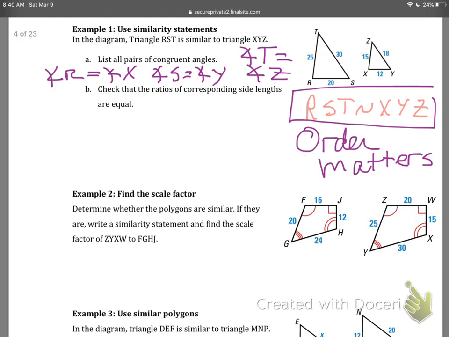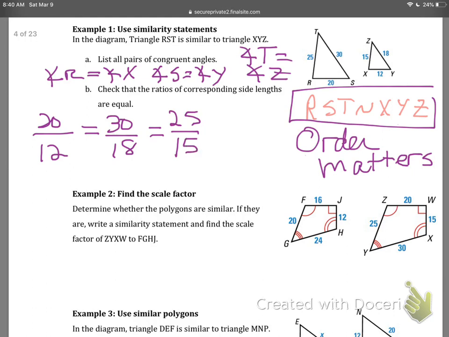So again, looking at the similarity statement, RS is 20. That should be proportional to XY, and XY is 12. ST comes next in my similarity statement, so ST is going to be 30, and that has to be similar to YZ, which is 18. And that leads us to our last pair, TR, which is 25, and ZX, which is 15.